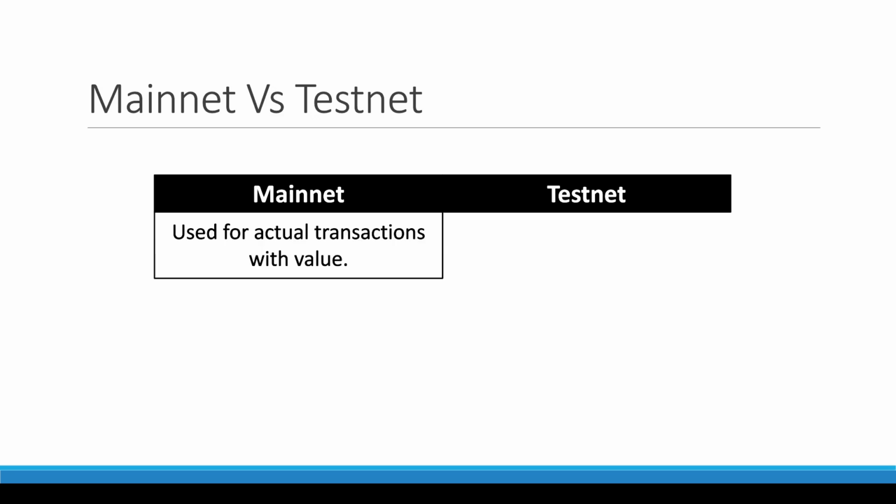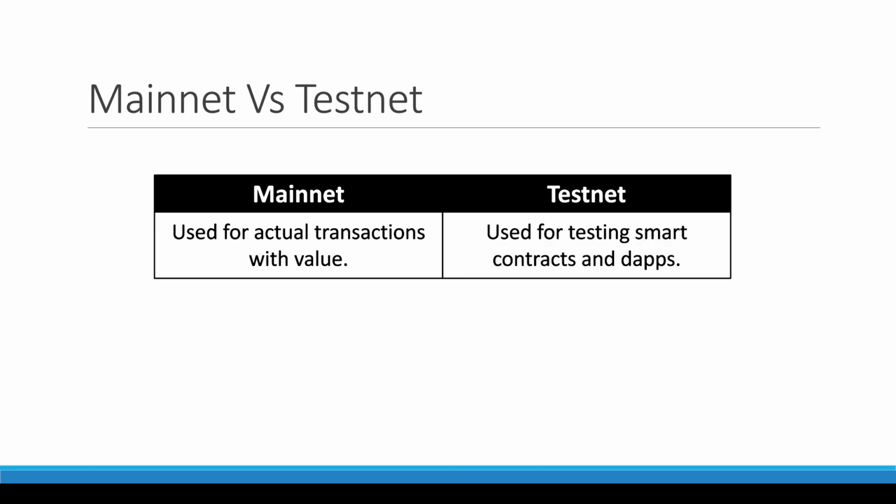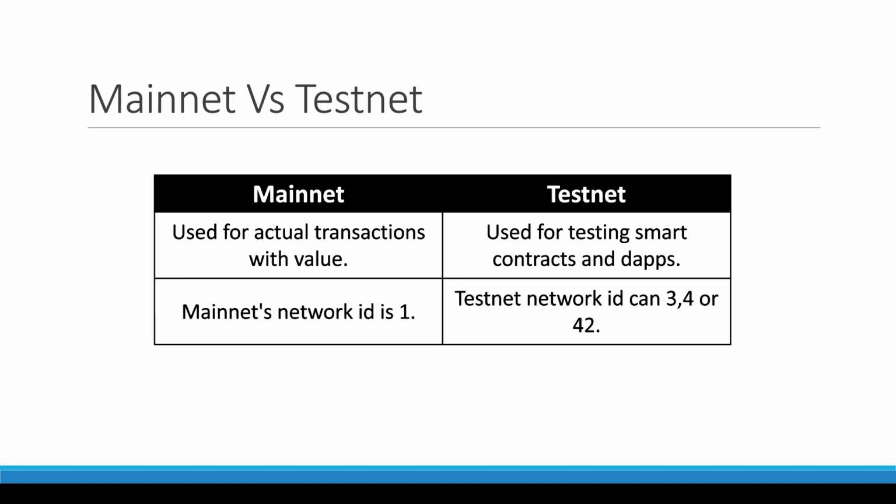When we talk about mainnet, it is used for actual transactions with value. When we are talking about testnet, it is actually used for testing smart contracts and decentralized applications. Main network ID is 1 and test network ID is 3, 4 or 42. Now what is this? I am going to explain it with the help of a diagram. Just wait for a second.